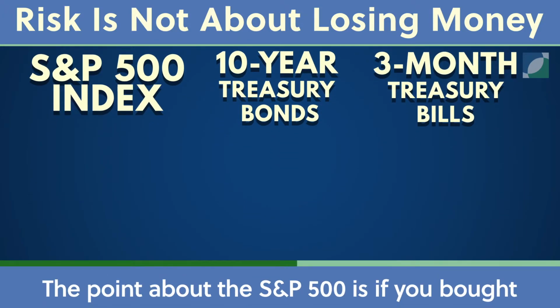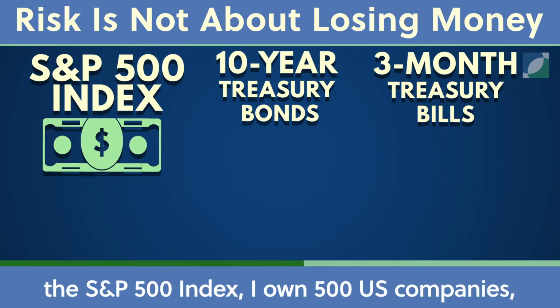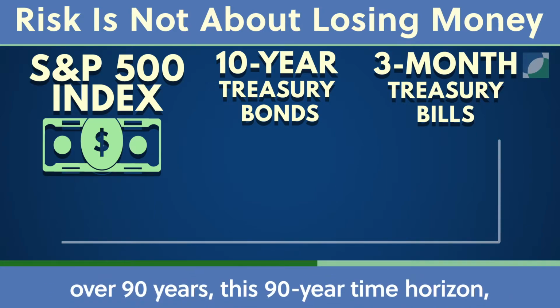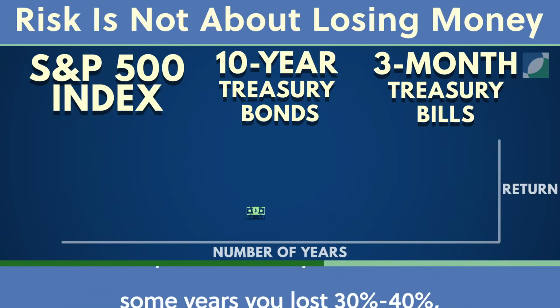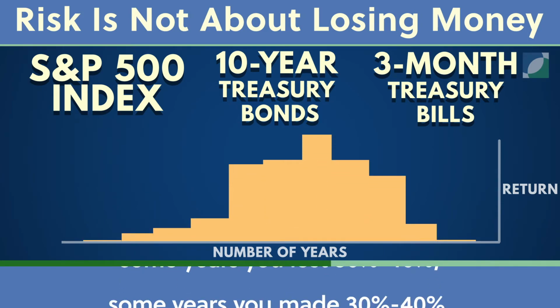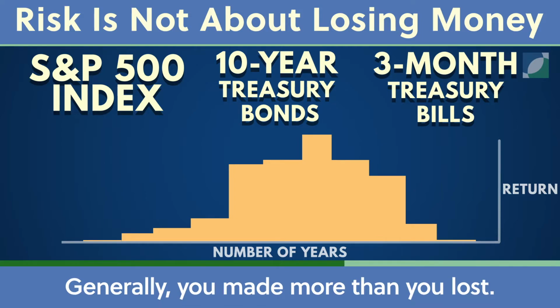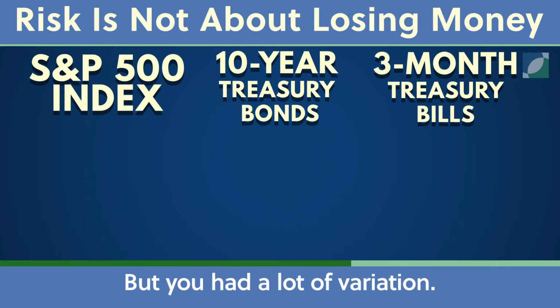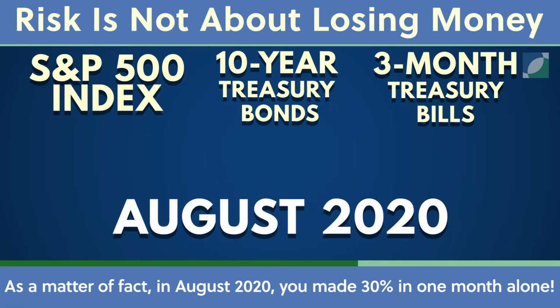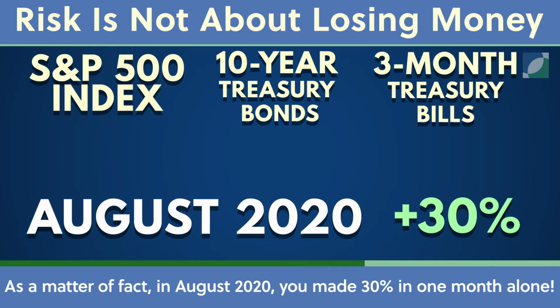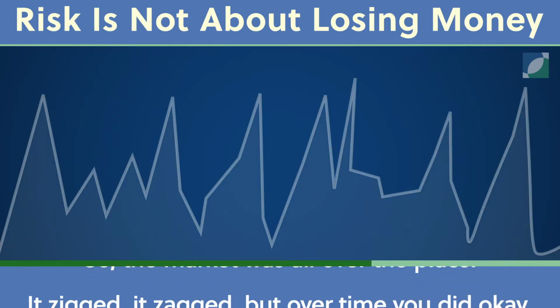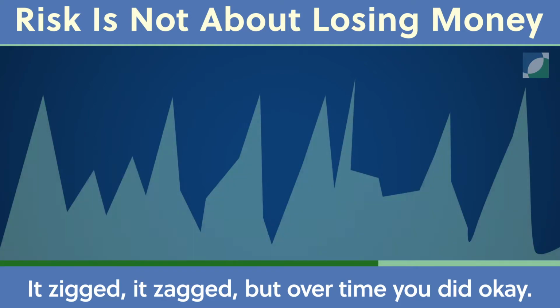The point about the S&P 500 is if you bought the S&P 500 index, I own 500 US companies, over this 90-year time horizon, some years you lost 30 to 40%, some years you made 30 to 40%. Generally, you made more than you lost, but you had a lot of variation. In fact, in August 2020, you made 30% in 1 month alone. So the market was all over the place. It zigged, it zagged. But over time, you did okay.